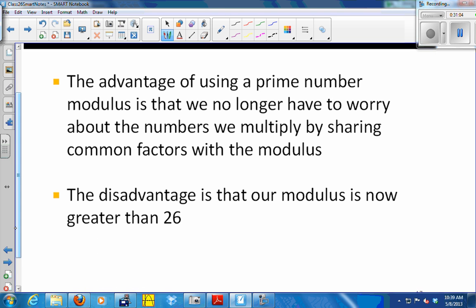So the advantage of using a prime number modulus is that you no longer have to worry about the numbers you multiply by sharing a common factor with the modulus. The disadvantage is that our modulus is now bigger than 26.